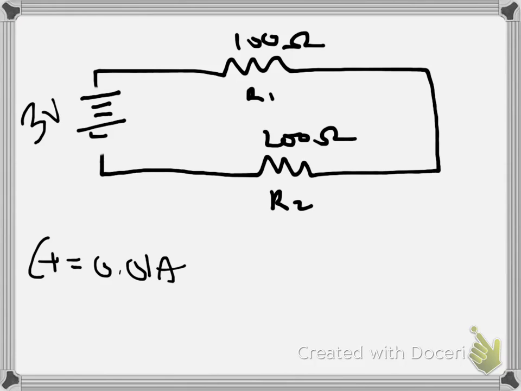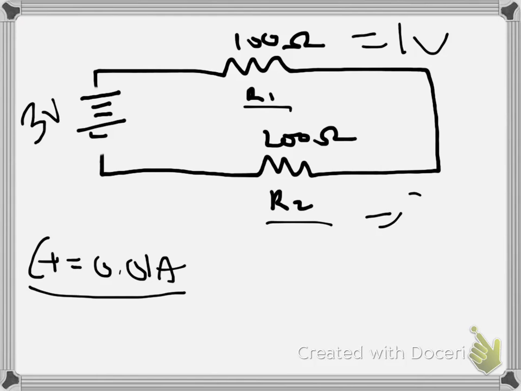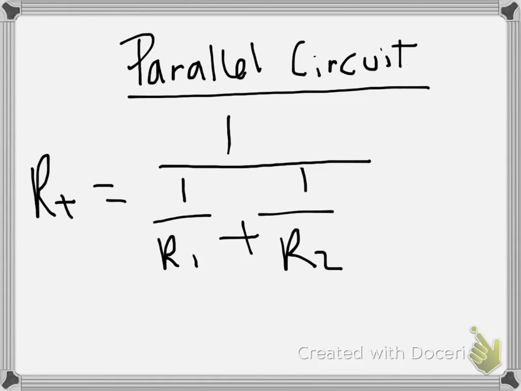Since we now have the current total, we can find the voltage going through each resistor by multiplying the current total to the resistance of each resistor, making the voltage going through each resistor 1 and 2 volts. In a parallel circuit, resistance total equals 1 over resistance 1 plus 1 over resistance 2.